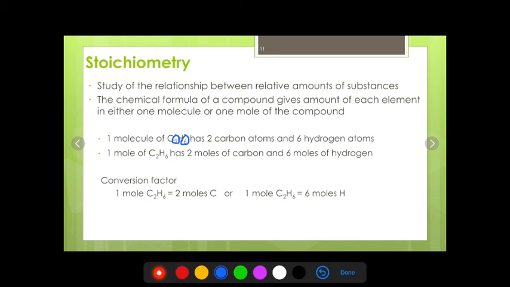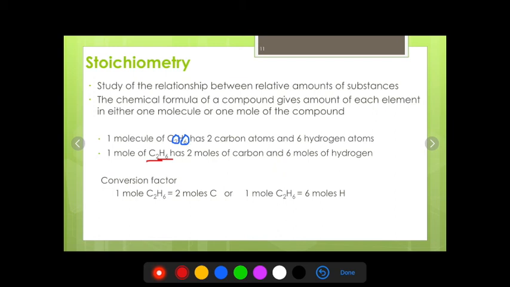Well, I can change the wording a little bit and say I have 1 mole of C2H6. If I have 1 mole of C2H6, then I have 2 moles of carbon and 6 moles of hydrogen. So I'm still looking at these subscripts, but I'm using the term mole now instead of molecules and atoms.